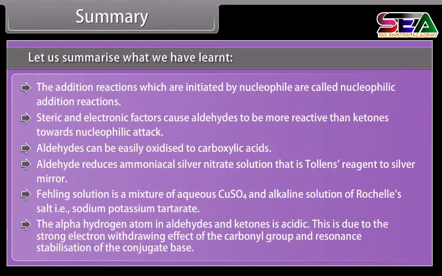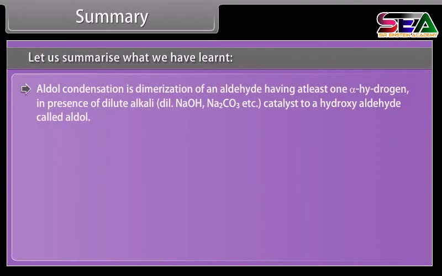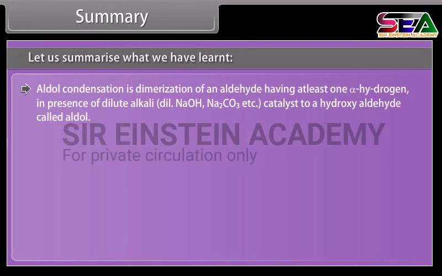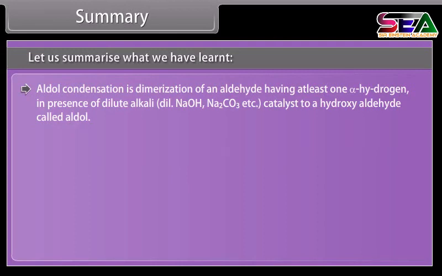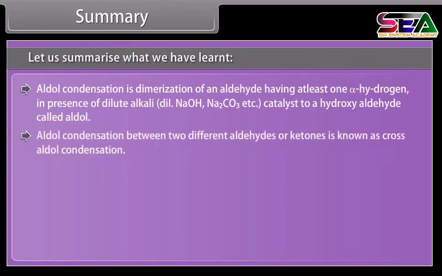The alpha hydrogen atom in aldehydes and ketones is acidic. This is due to the strong electron withdrawing effect of the carbonyl group and resonance stabilization of the conjugate base. Aldol condensation is dimerization of an aldehyde having at least one alpha hydrogen in the presence of dilute alkali such as dilute sodium hydroxide, sodium carbonate, etc., catalyst to a hydroxyaldehyde called aldol. Aldol condensation between two different aldehydes or ketones is known as cross-aldol condensation.